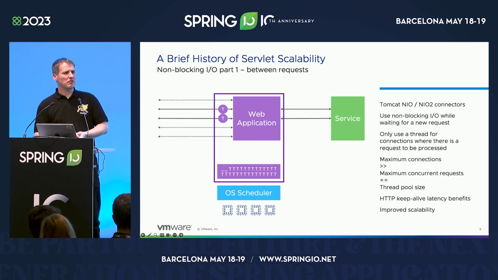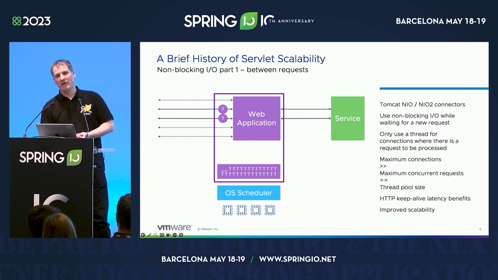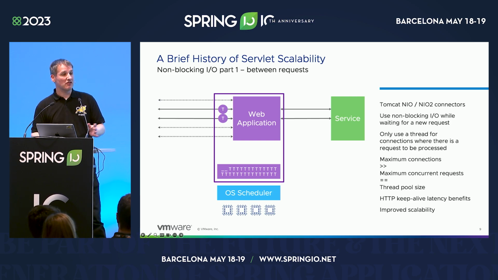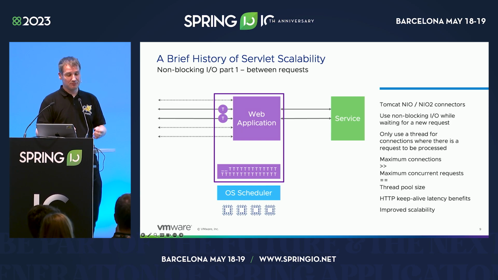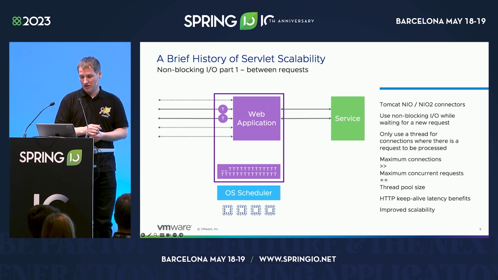The defaults in Tomcat were then, I think they still are now, about 10,000 connections and 200 threads in the thread pool, and that's quite comfortable for most web applications. So our maximum connections is much, much greater than the maximum number of concurrent requests, but that is still the same as the thread pool size.